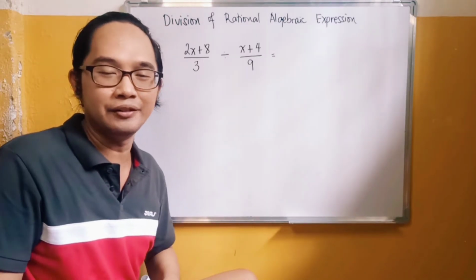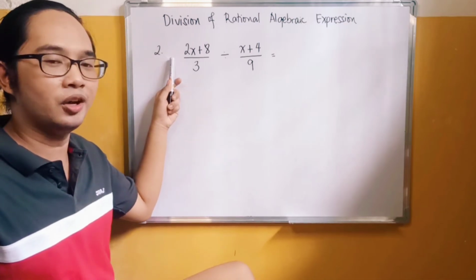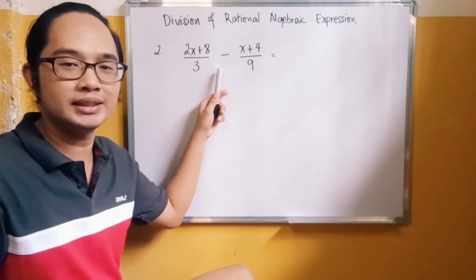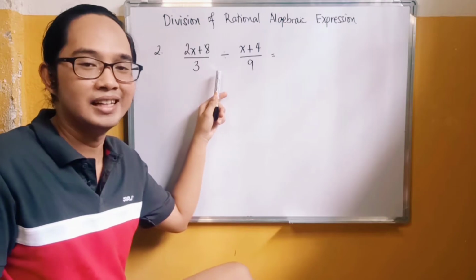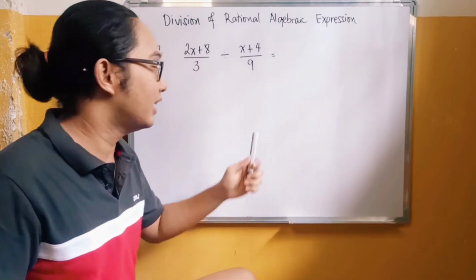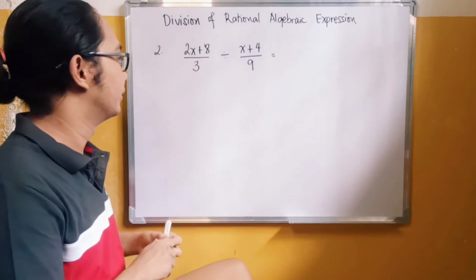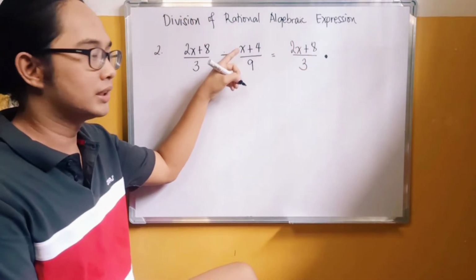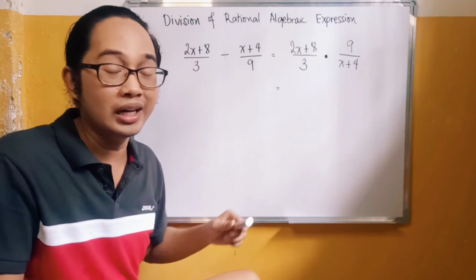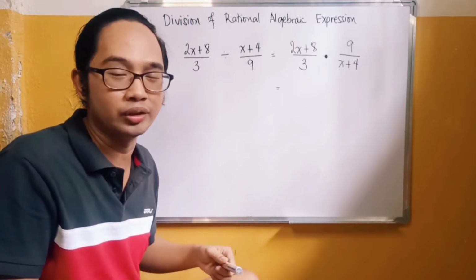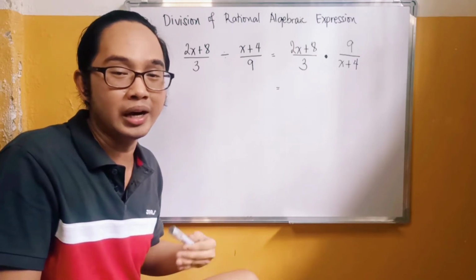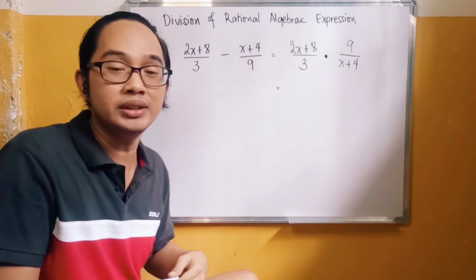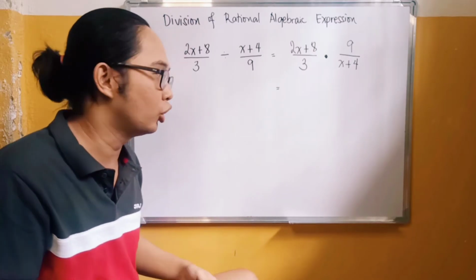Let's have another given. We have here 2x plus 8 over 3 divided by x plus 4 over 9. So ang gagawin ulit natin, get the reciprocal of our divisor. 2x plus 8 over 3 multiplied by 9 over x plus 4. Afterwards, we need to analyze the rational algebraic expression. If it is possible to factor out, we need to factor out using different factoring method.